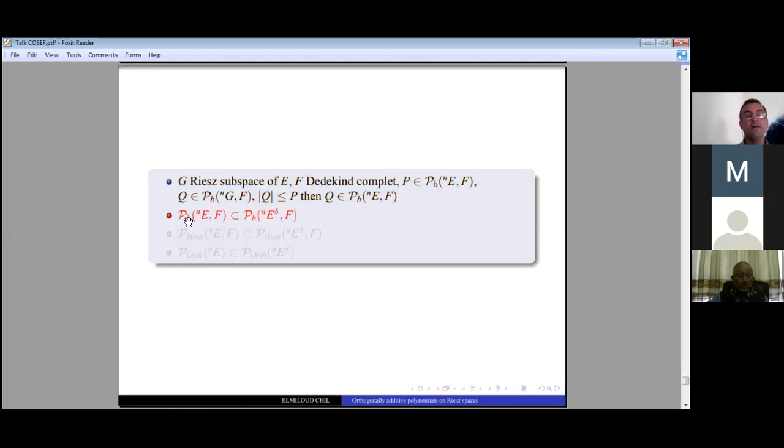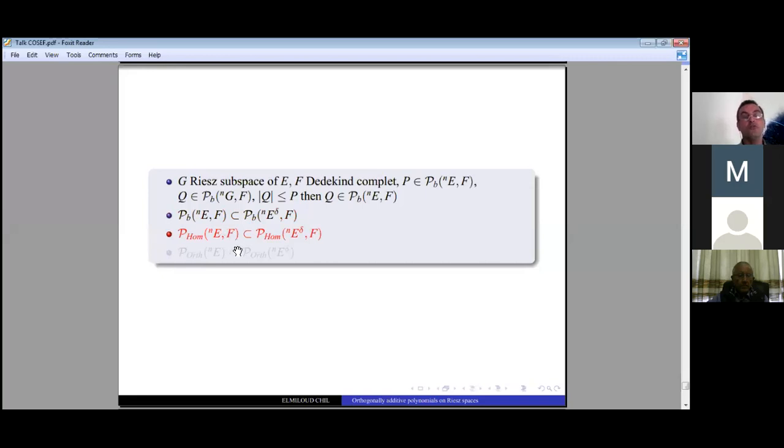And then we have that the space of orthogonally order bounded polynomials on E is included in the orthogonally order bounded polynomials on the Dedekind completion of E. This inclusion means that every polynomial on E, we can extend it to an orthogonally order bounded polynomial on the Dedekind completion of E. This inclusion is in the sense of an extension operator.